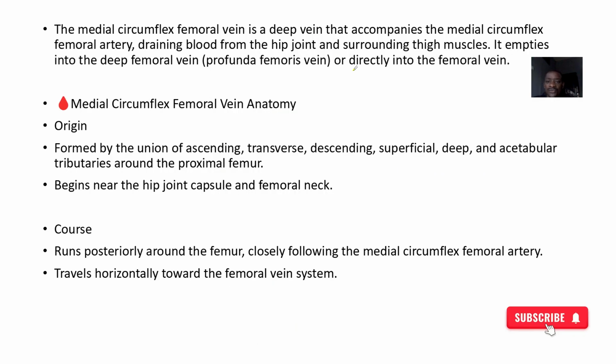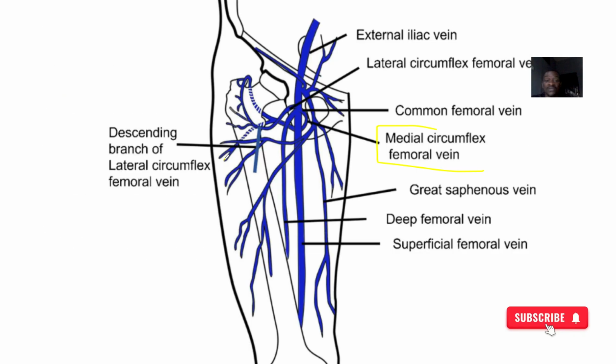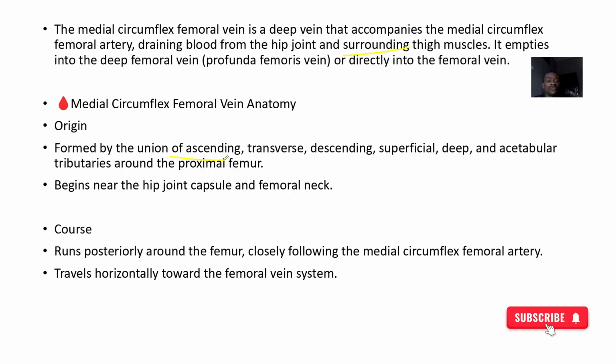So it drains blood from the hip joint and also the surrounding thigh muscles, okay? The bad blood containing the deoxygenated blood and all those waste. Okay? So it's formed by the union of the ascending, the transverse, and the descending superficial, deep, and acetabular tributaries. So it receives a lot of what? Inputs. Okay? So it begins near the hip joint capsule and the femoral neck.